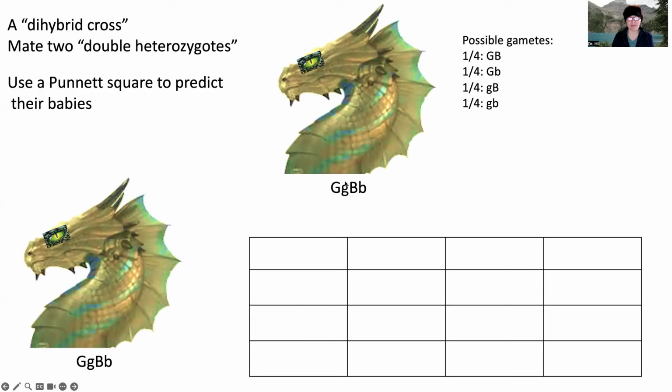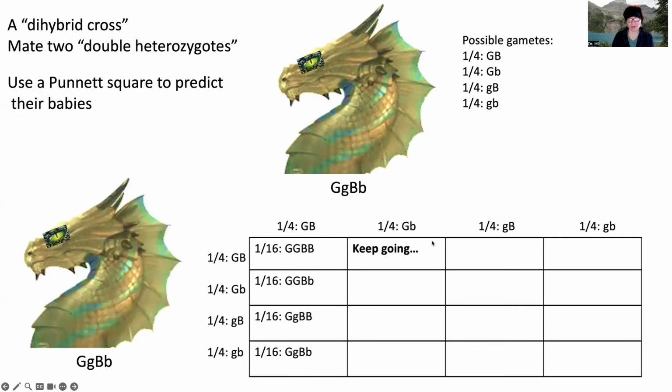We say, well, what if this is the male dragon, and here are all the sperm options. And what if this is the female dragon? These are all the egg options, right? A quarter of the time it's big G, big B, a quarter little g, little b, a quarter, et cetera, on both axes. And then we just fill in what would happen if this sperm and this egg were to meet.